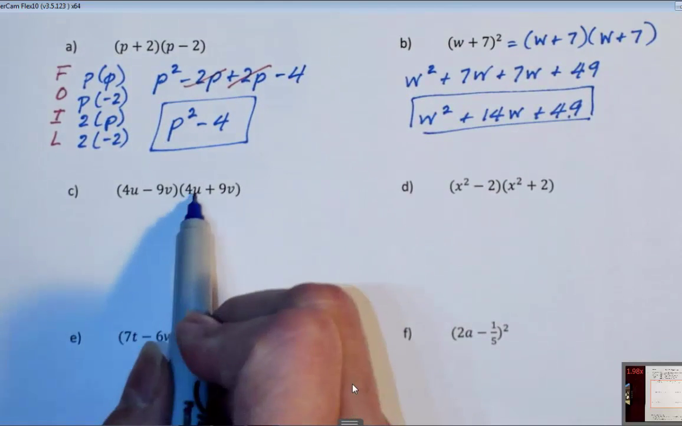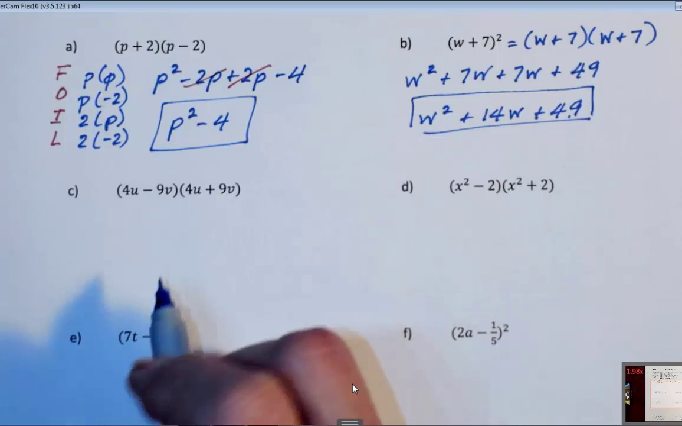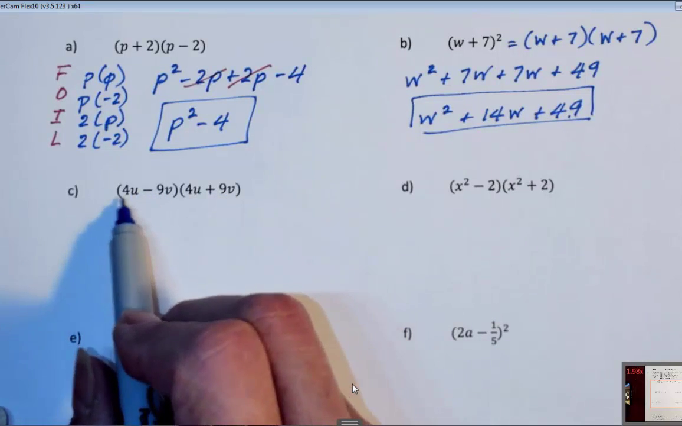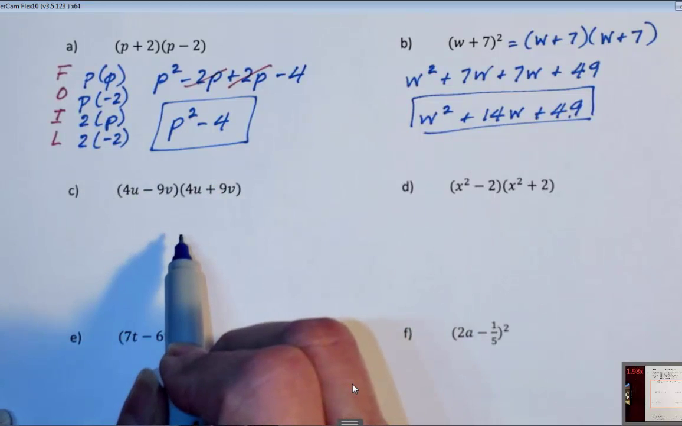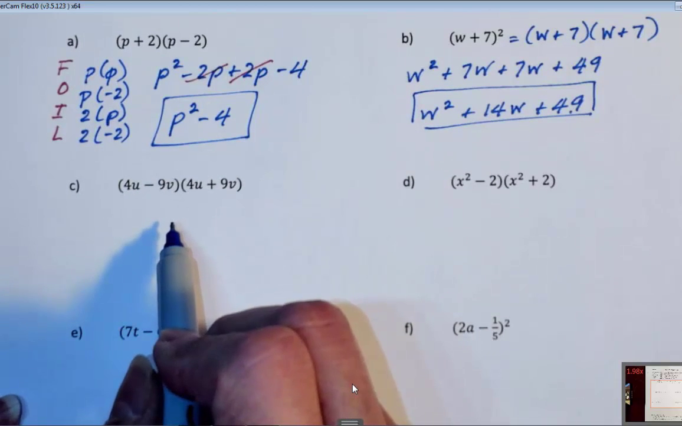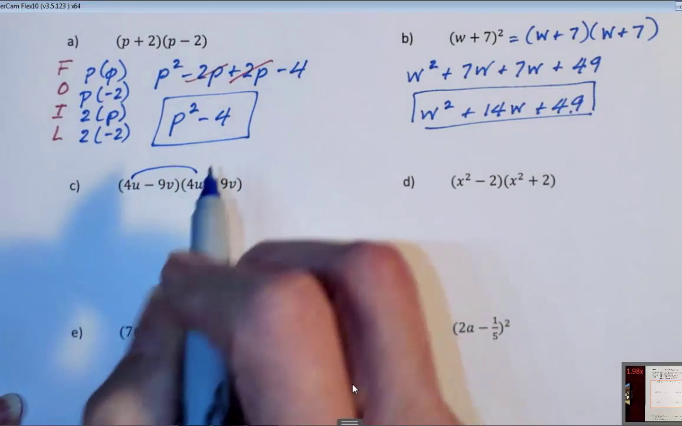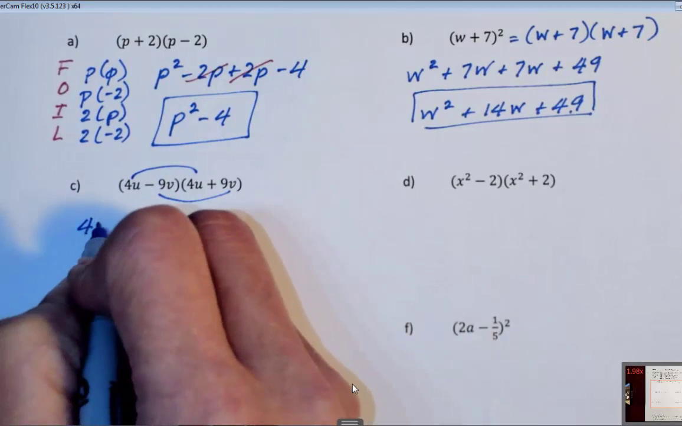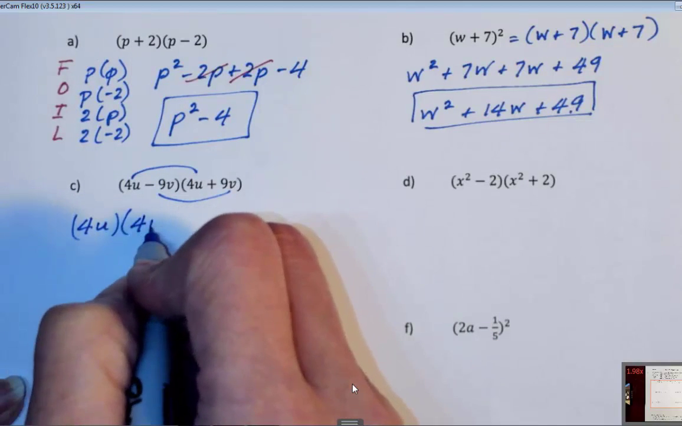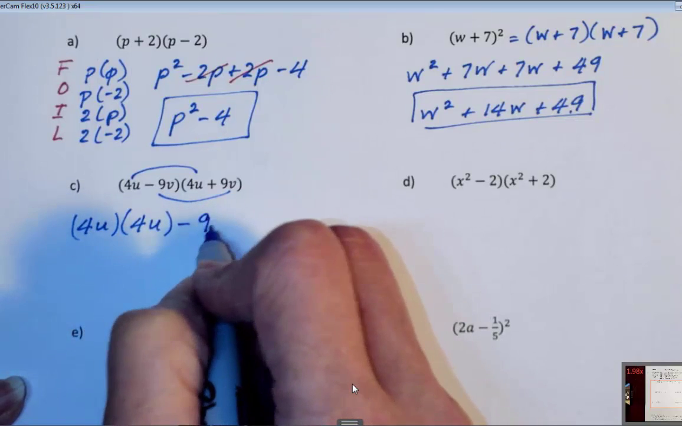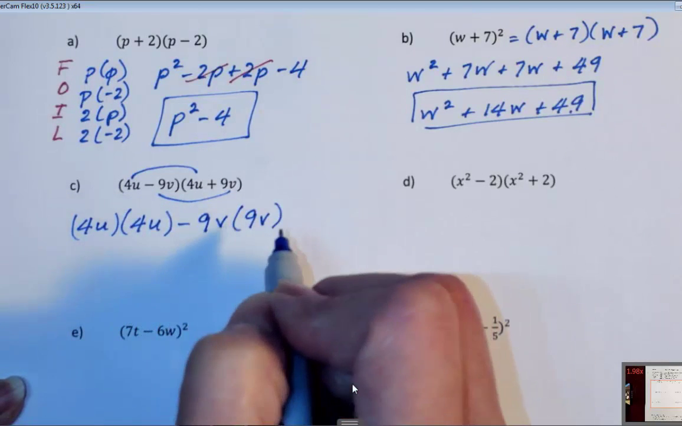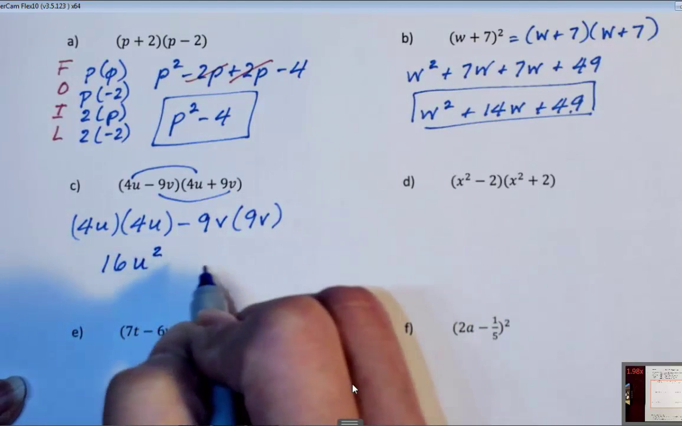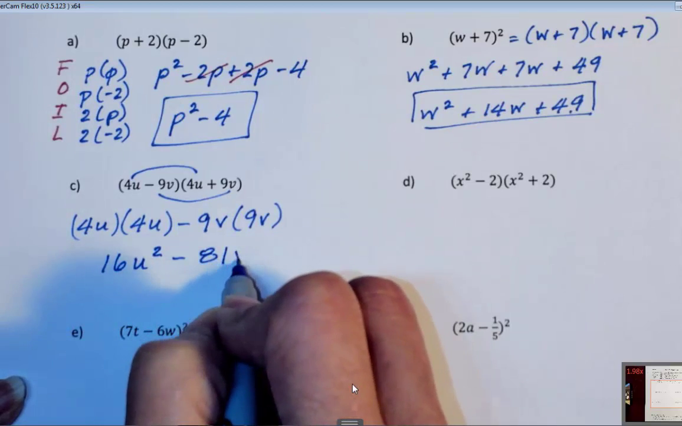Okay, notice we have the same terms in each of these binomials. I have the same terms, one's positive, one's negative. That means that I have the sum and difference of two binomials. So I don't need to worry about my middle term. It's going to drop out. All I'm going to multiply are my 4u's together and my negative 9v times 9v. So I'm going to have 4u times 4u, and then I'm going to be multiplying negative 9v times 9v. So 4u times 4u is 16u squared minus 81v squared.